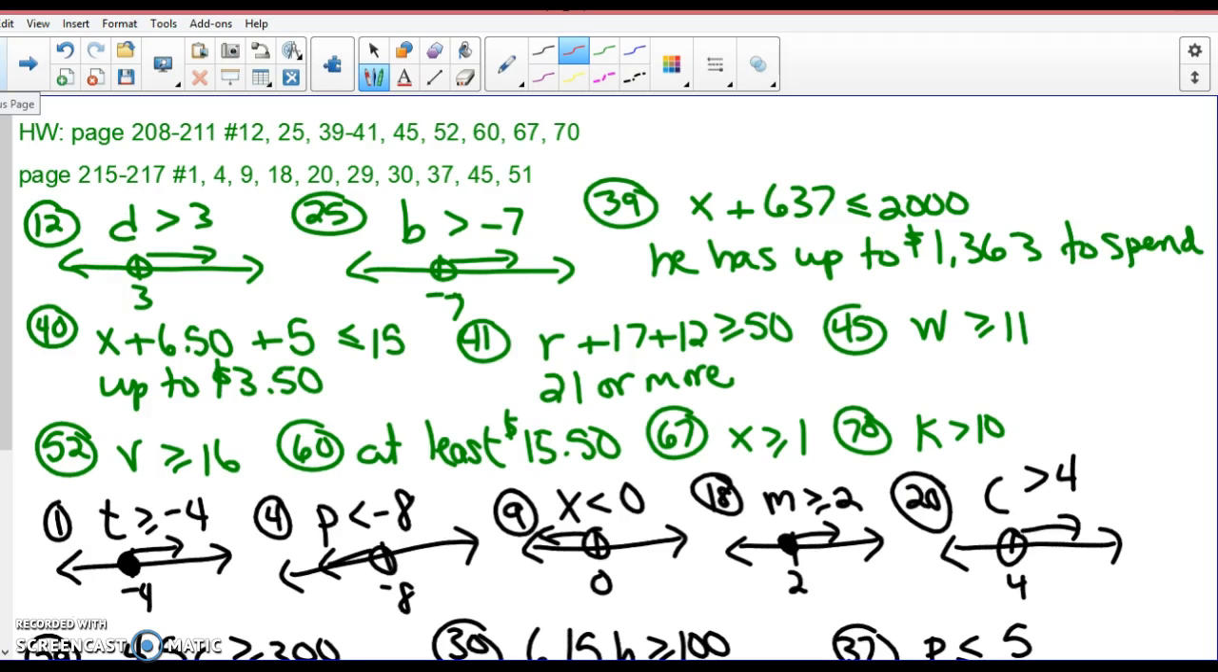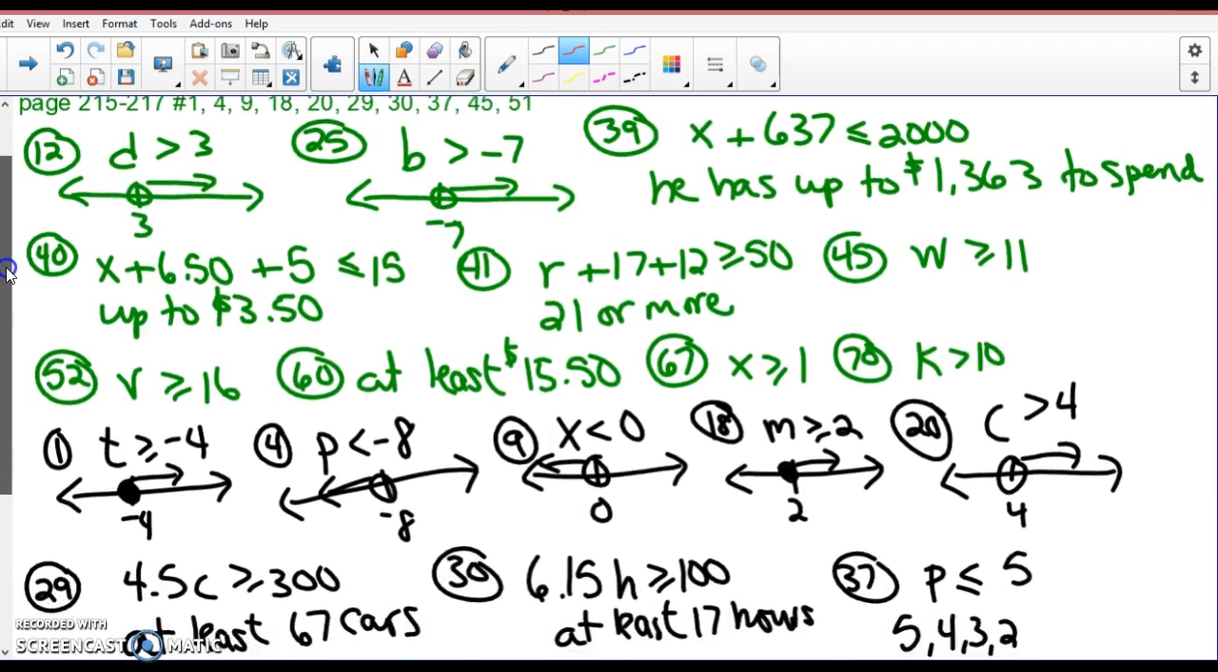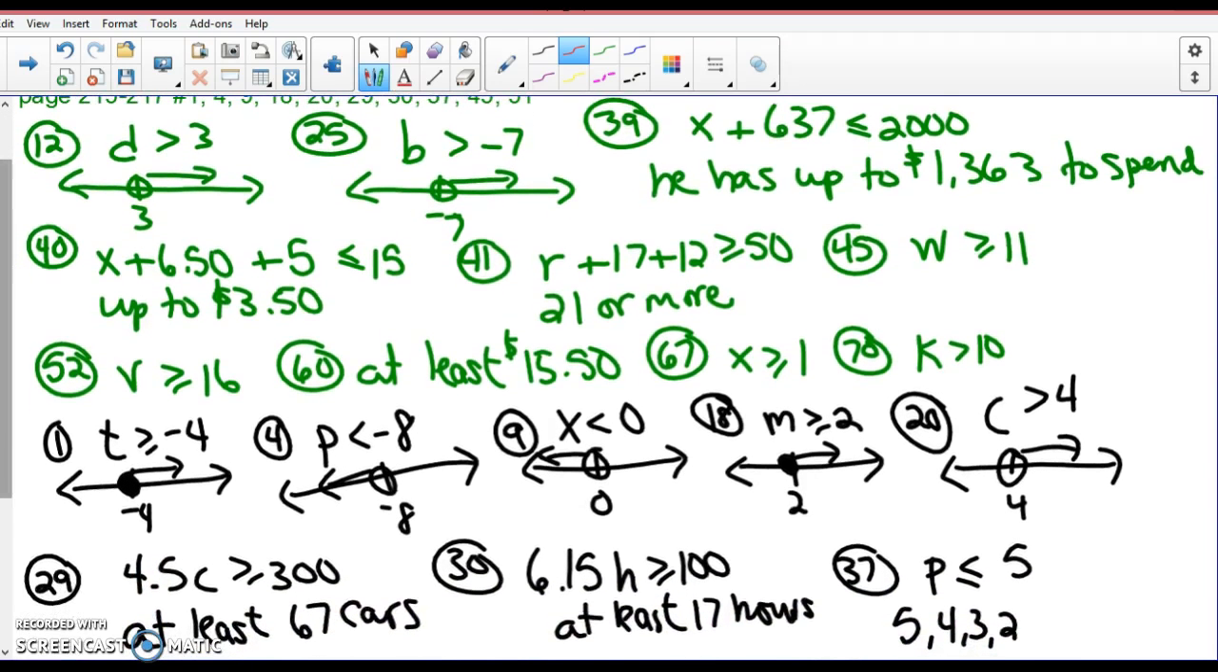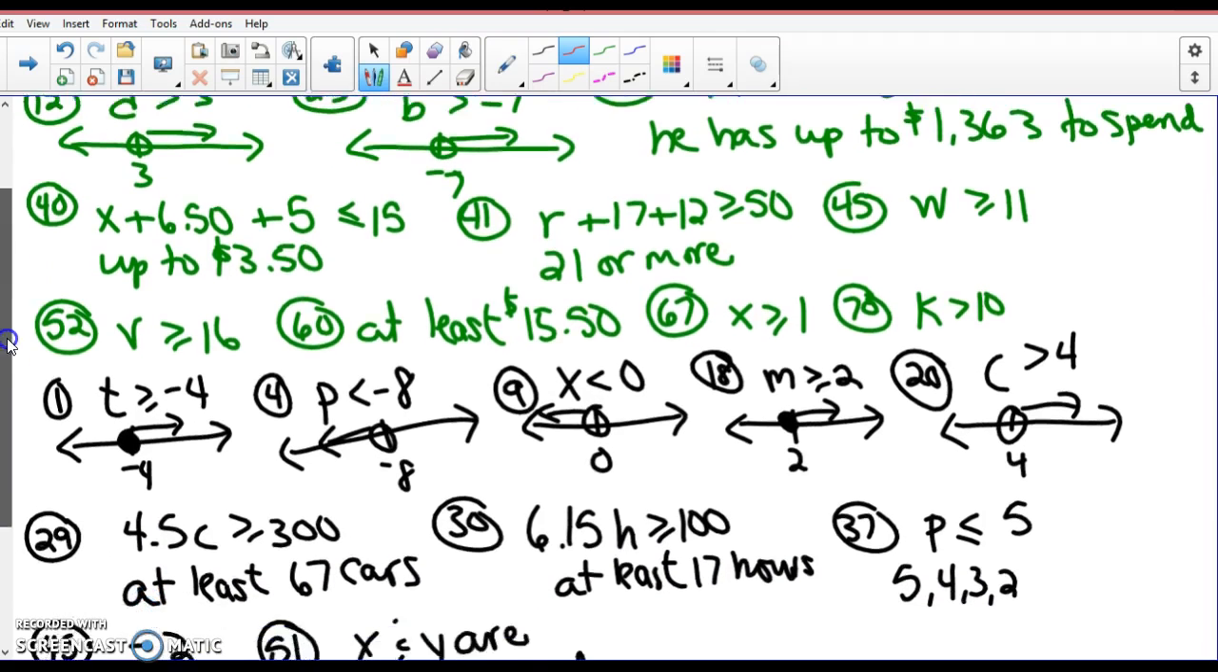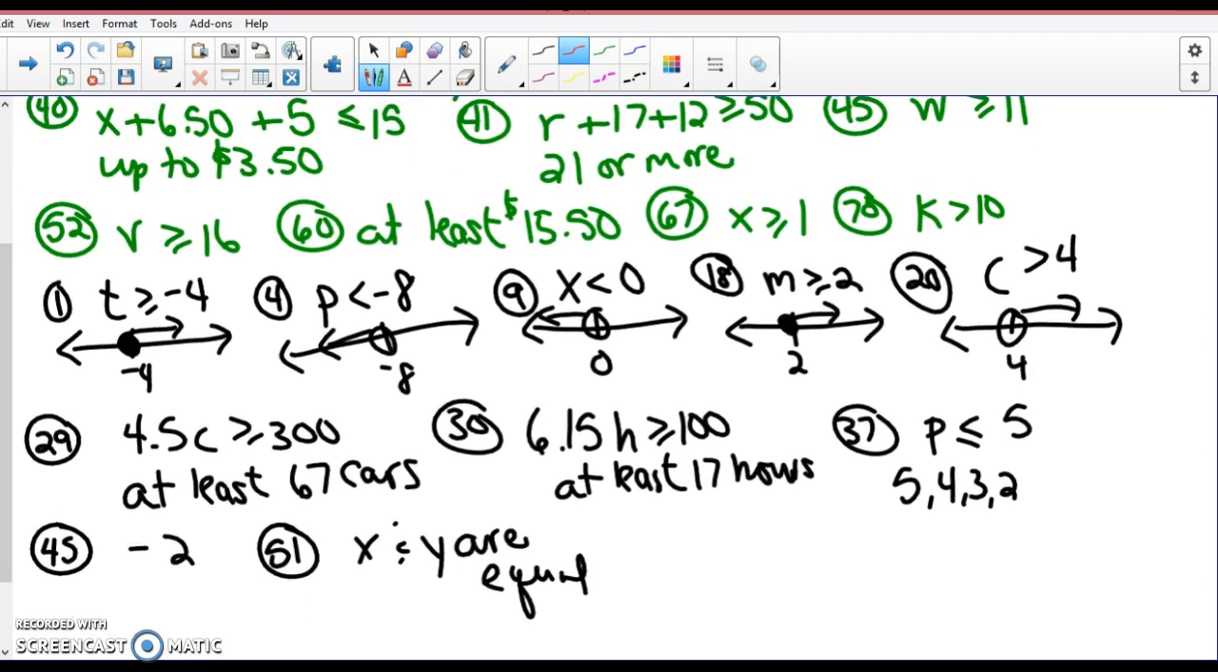these are the answers for 208 to 211 and 215 and 217. I'm going to scroll up. I want you to press pause and check it. And then I'll scroll up a little bit more. Again, press pause and finish checking it.